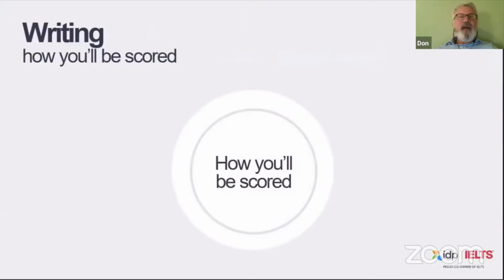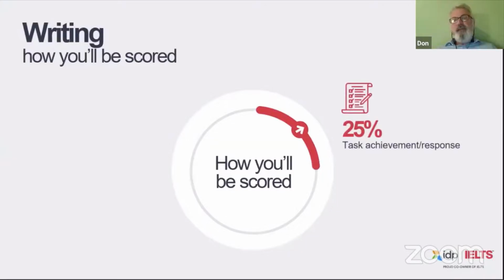Okay, as I said before, we are going to talk about the tasks, but we're also going to talk about the assessment criteria. And in writing, there are 4 assessment criteria. The first one is task achievement. What does that mean? Well, task achievement means that you understand the question and you answer that question and not a different question. You answer that actual question directly and clearly.